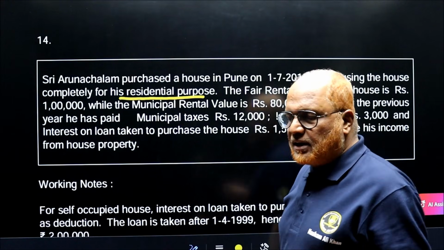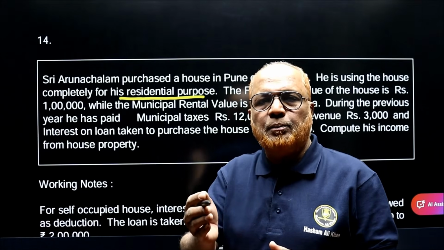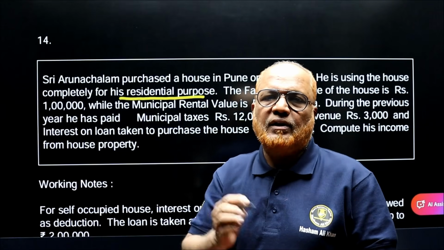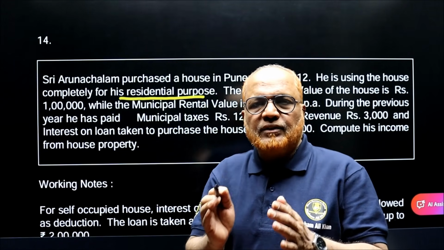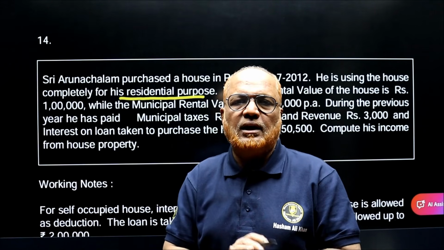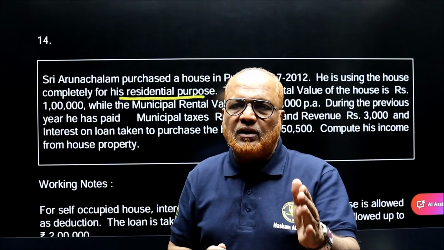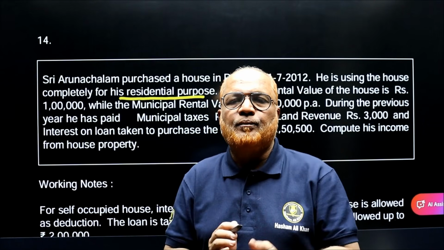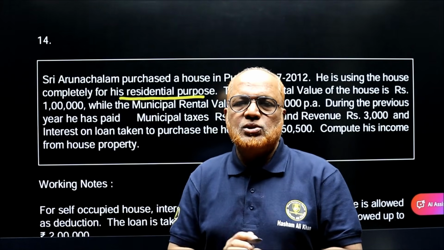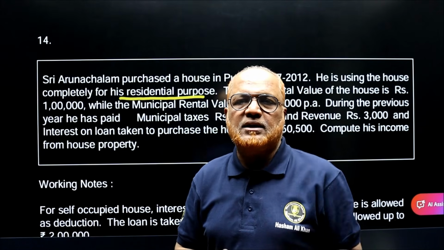Now for giving the deduction for interest on loan, we have to see whether the loan is taken before 1/4/1999 or after 1/4/1999. If the loan is taken before 1/4/1999, 30,000 is the limit, not more than 30,000. But if the loan is taken after 1/4/1999, the limit is 2 lakh, not 30,000. So you have to remember the demarcation date, 1st April 1999.